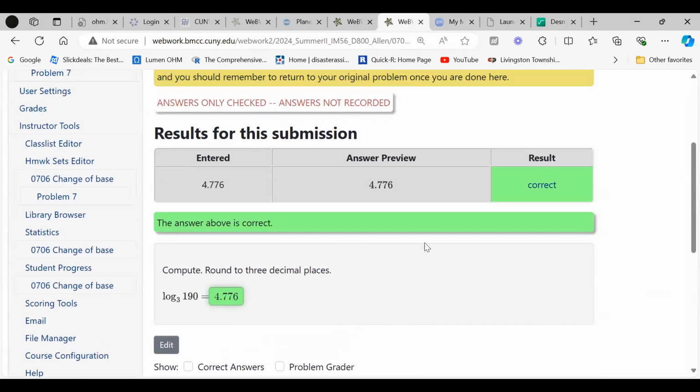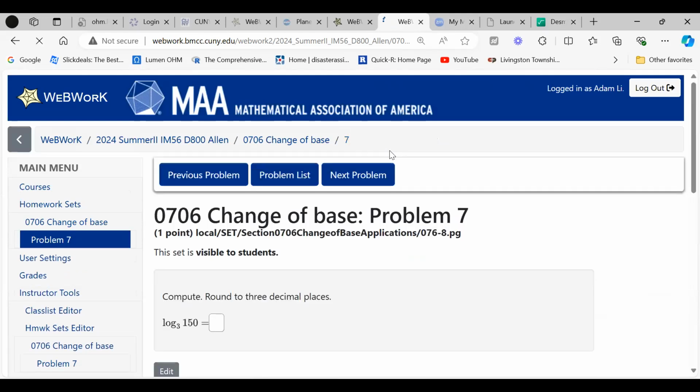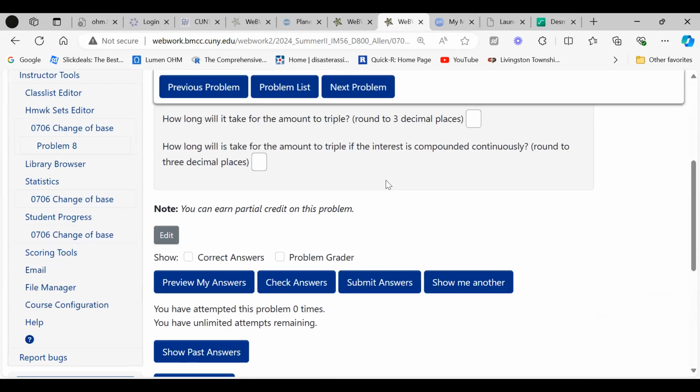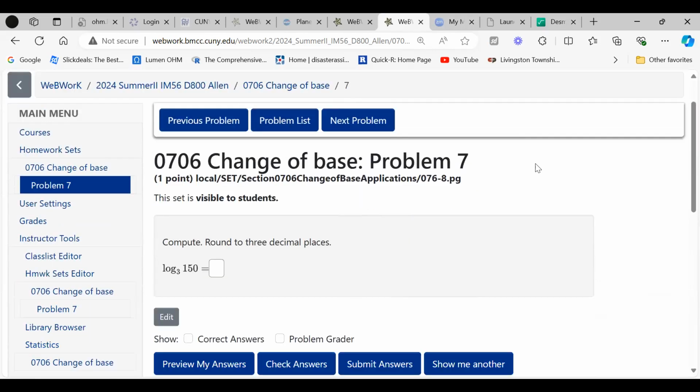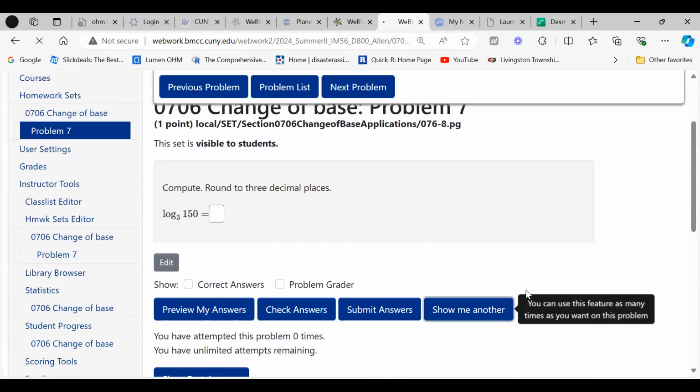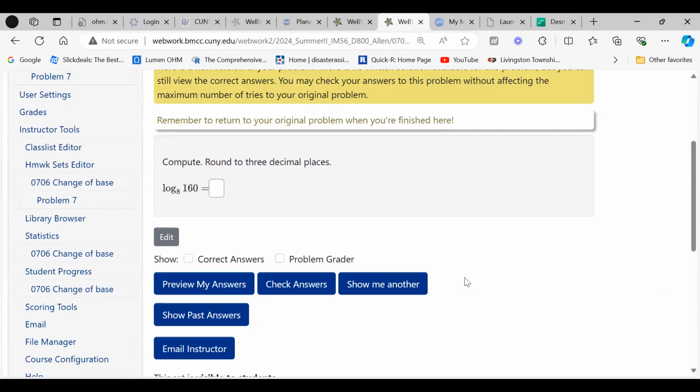Let me see. Next question. This one. Yes, you guys might try one of these, right? Log base 8 of 160. Okay.